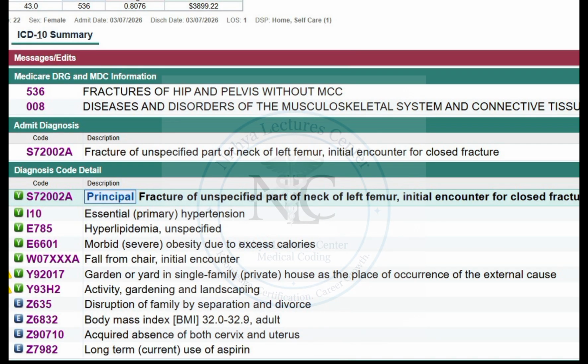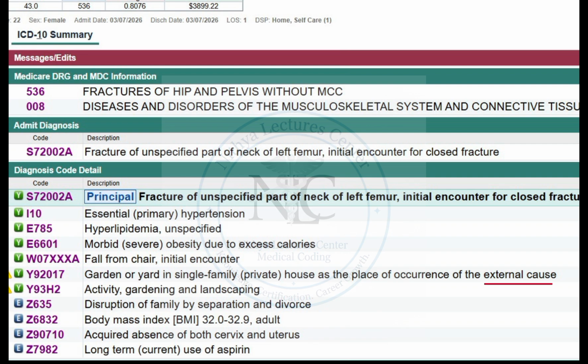In this case, the patient is admitted for hip fracture, so I have assigned PDX as hip fracture. This patient has a past medical history of hypertension, hyperlipidemia, and morbid obesity. So I have coded SDX as hypertension, hyperlipidemia and morbid obesity. For morbid obesity, I have coded BMI also. And for the fracture, we need to give the external cause codes, to explain how the patient got the fracture. Here in this case, the patient fell from a chair, so I have coded fall from chair.